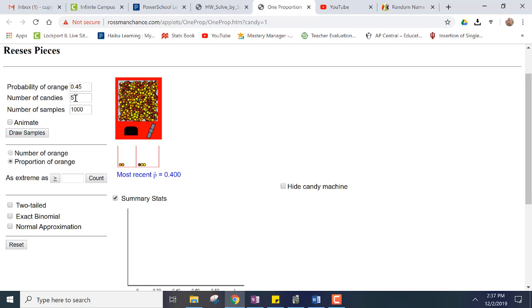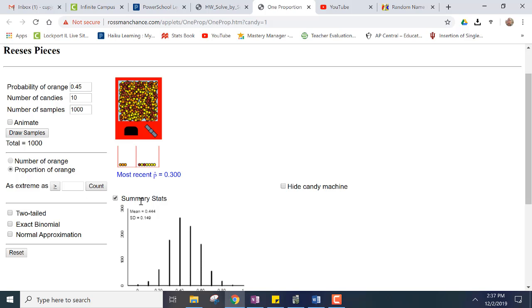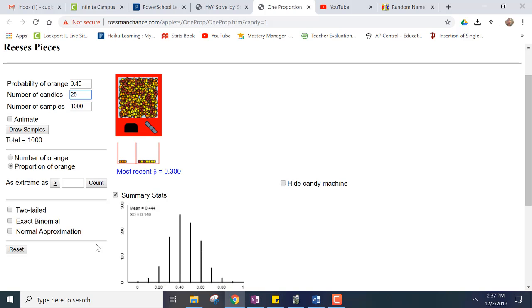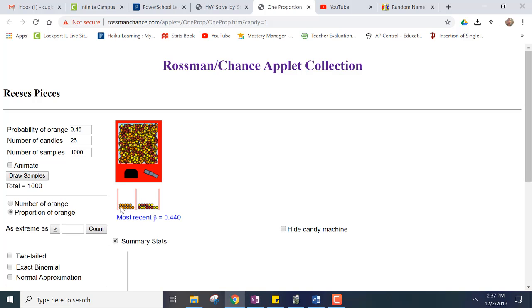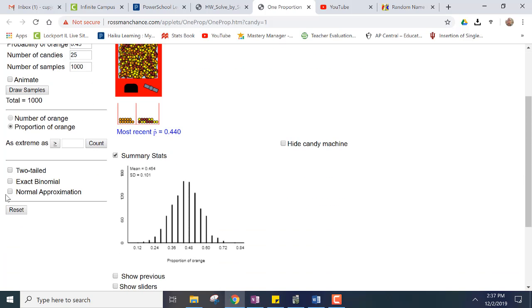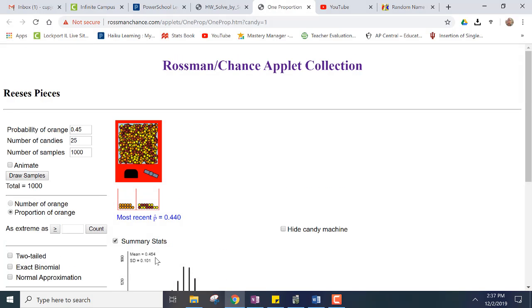Reset it and change it to 10. And draw some samples. The p hat is 0.3, not very good, not close to what we're looking at, but the mean is getting there. Change the number of candies to 25. Oops. Reset it. That's pretty normal looking. That fits very well. The mean is almost exactly what we want it to be.